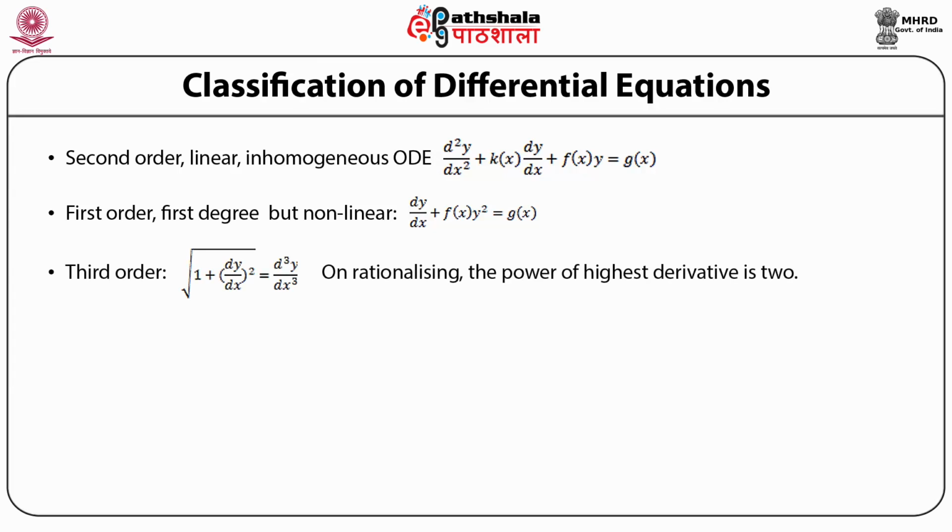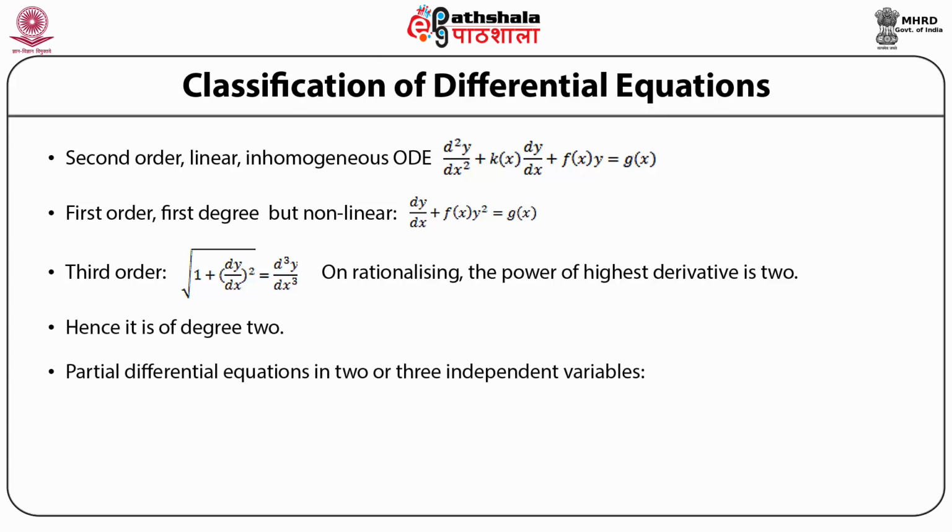The equation under root of 1 plus dy by dx whole square is equal to d3y by dx cube is of order 3 because of having the term d3y by dx cube. If the equation is rationalized by squaring it, the power of d3y by dx cube becomes 2. Hence, the equation is of degree 2, which is a non-linear equation.